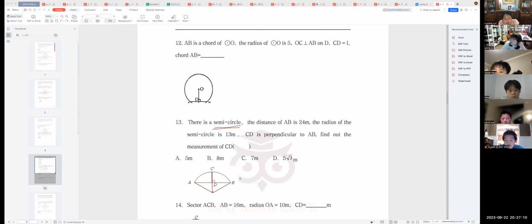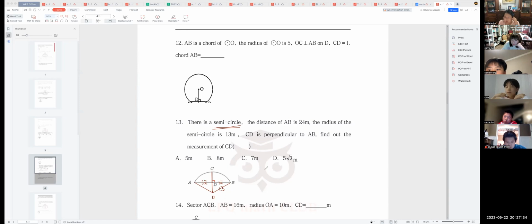Okay, so let's take a look at this one. It's a semicircle, and the distance of AB is 24, and they're perpendicular, so I know AD equals 12 and BD equals 12. Correct? And the radius of the semicircle is 13, so this one is 13. I just named this one. Correct? And we want to find out the measurement of CD.